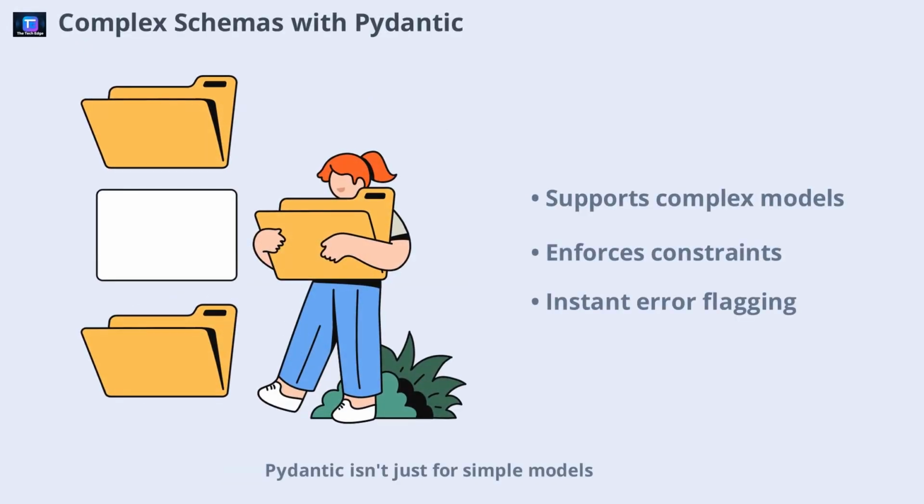Pydantic isn't just for simple models. You can define complex schemas with multiple fields, types, and even constraints. For example, in a chatbot, you might want an answer, a confidence score between 0 and 1, and a list of follow-up questions. Pydantic makes it easy to enforce these requirements, ensuring that every response from your LLM fits the structure you need. If the model outputs invalid data, Pydantic flags it instantly, so you can handle it appropriately.